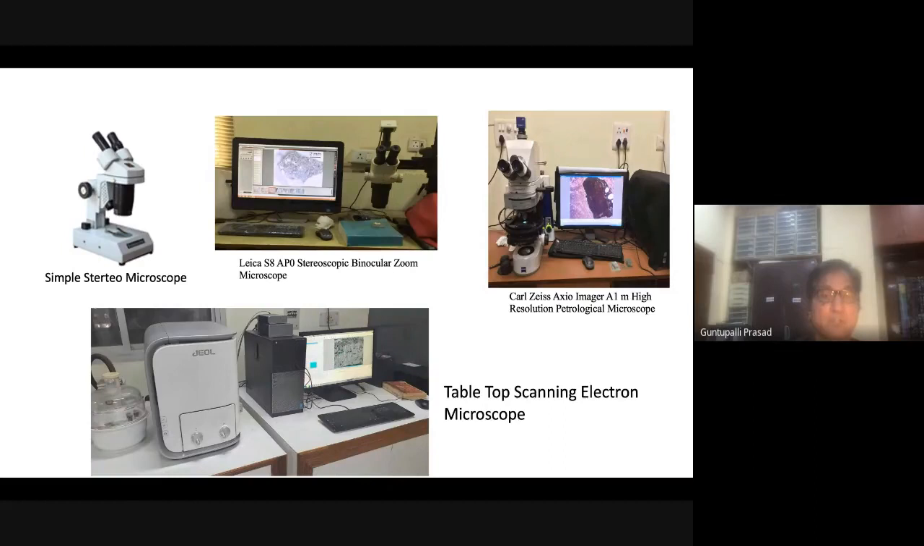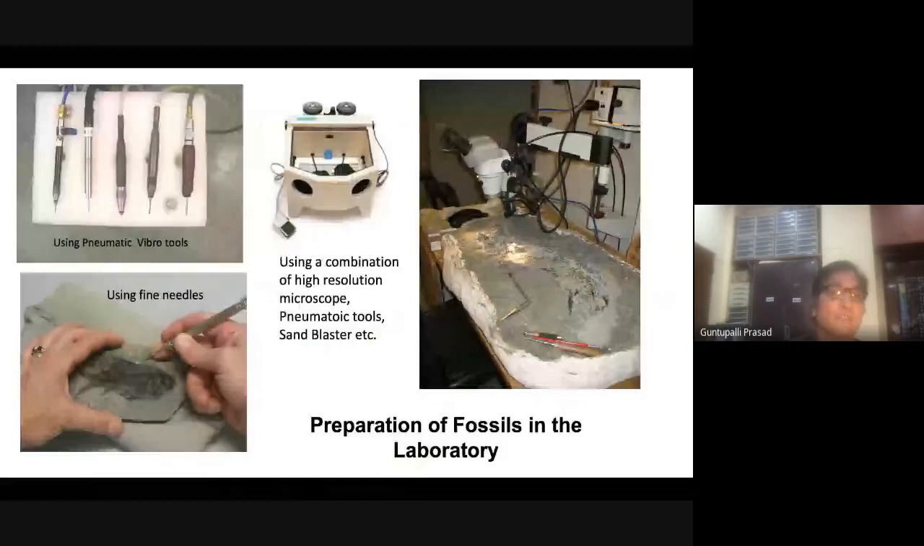Also, these are some of the tools that have been used for cleaning fossils. And this is a pneumatic tool or a sandblaster, which is used for removing the rock matrix from the surface. And these are some of the equipment that are being used for preparation of fossils.